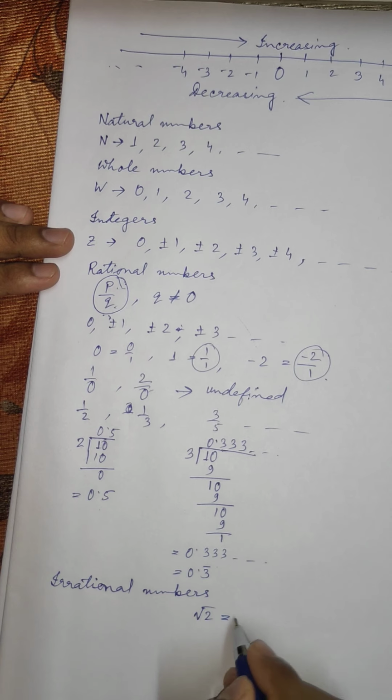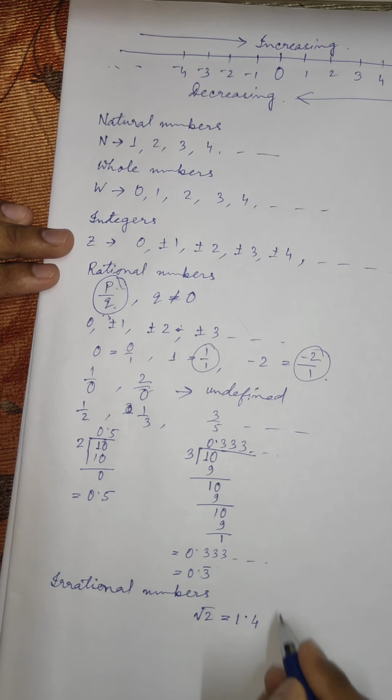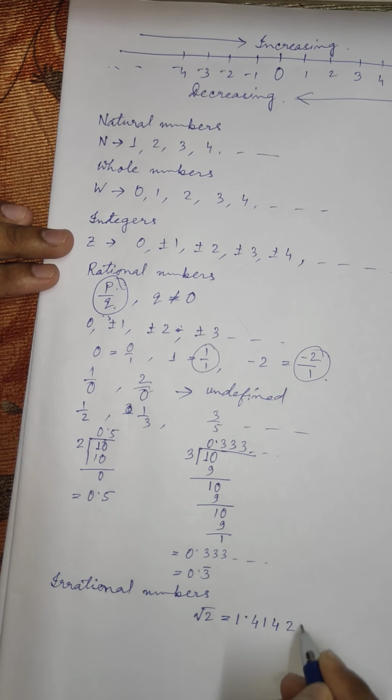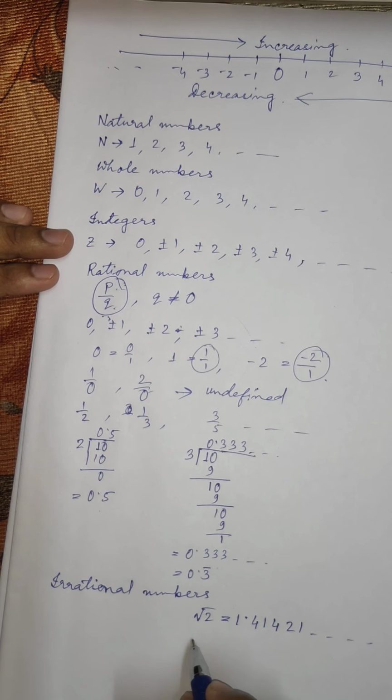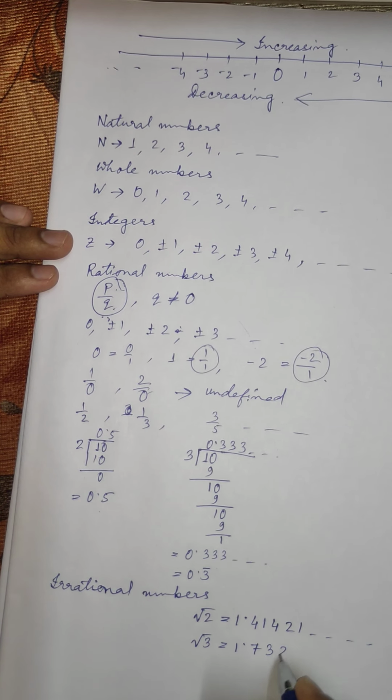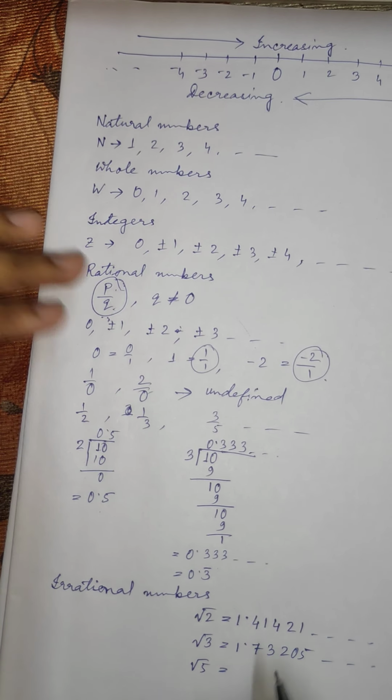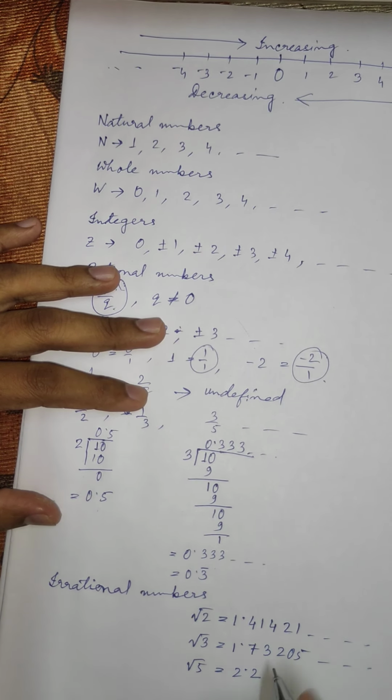If we find the value of the square root of 2, we will get 1.41421, and it will continue like this. The value of the square root of 3 is 1.73205, and it will continue. Root 5, and another number, pi.